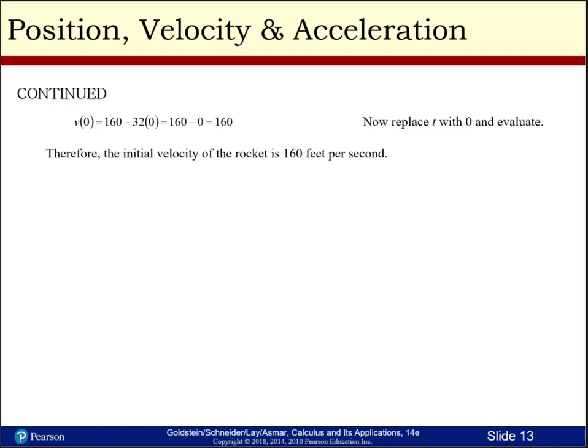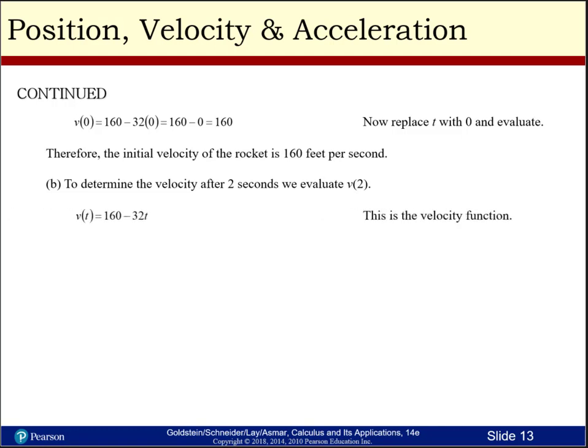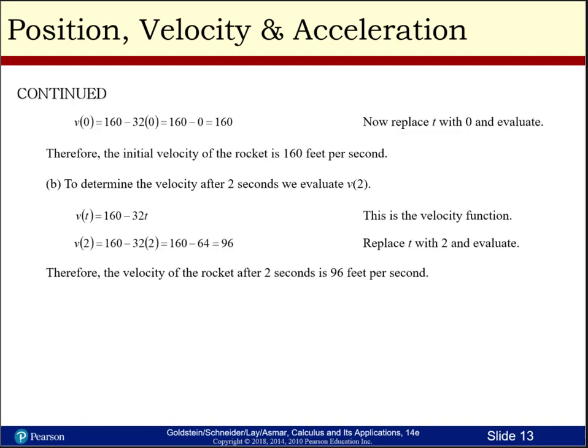We get v equals 160. Therefore, the initial velocity of the rocket is 160 feet per second. Next, we need to determine the velocity after 2 seconds. So we take that same velocity function that we found when we took the derivative, 160 minus 32t, and then we just plug in a 2. Computing that arithmetic, I get that the velocity at t equals 2 is 96, meaning that the velocity of the rocket after 2 seconds is 96 feet per second.